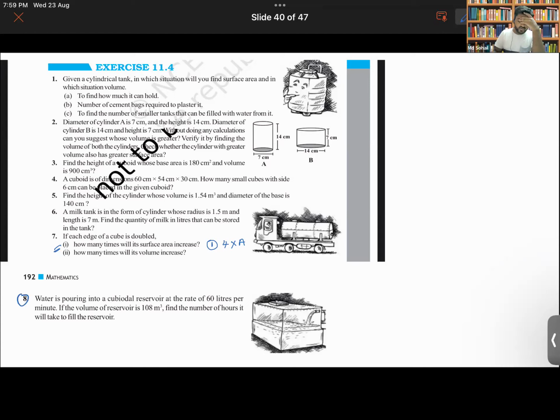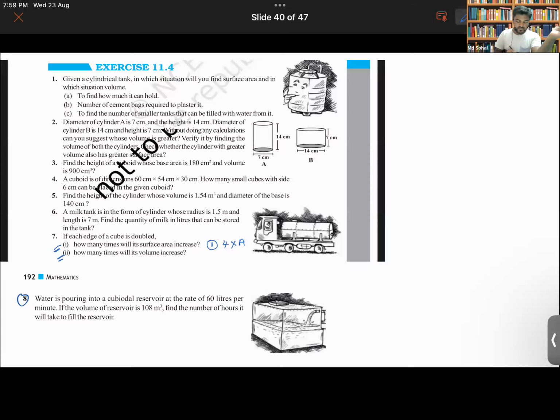Question number 8. Water is pouring into a cuboidal reservoir at the rate of 60 liters per minute. So there are two things here. How many times will its volume increase? That one can also be solved easily, no? If there is no confusion, let's move ahead then.